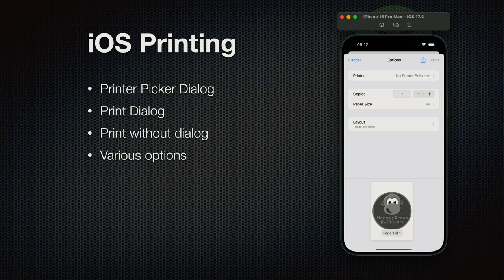There's an option for duplex, so you can decide whether you want to have a duplex with short or long edge binding. You can decide whether the print should be color or black and white, or maybe a photo printer printout. This allows you to customize the printing experience for users.